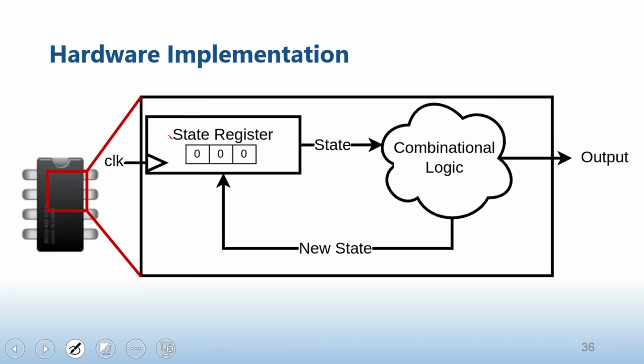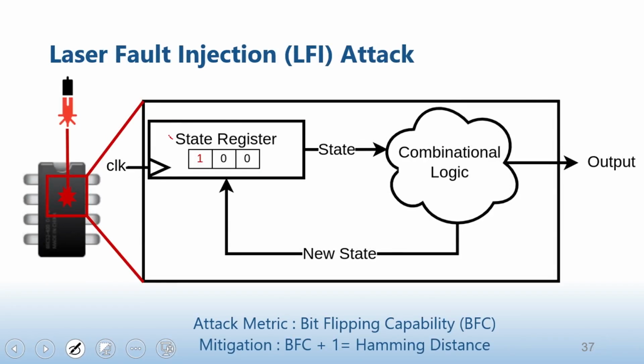And we talked about this hardware implementation earlier, where all these state machines are implemented using registers. In the previous example, if you can just flip the first bit to 1, then we actually got the access.